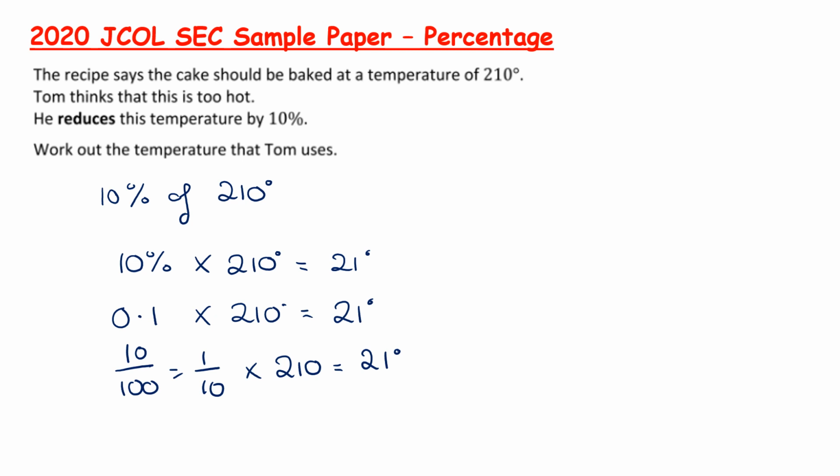However, this is not our final answer because they didn't ask us for 10%. What they wanted us to do was to reduce the temperature by this. So our final answer is going to be 210 degrees minus that 21 degrees. And that's really, really straightforward, but it's something that can easily be forgotten when you're in the middle of an exam question. So just be very aware of when you're working with percentages, is your answer the percentage piece, or do you need to do something with it? Do you need to add it on? Do you need to take it away? Or possibly you just need to get the percentage. Read your question very carefully.